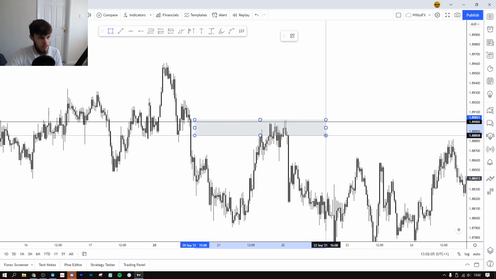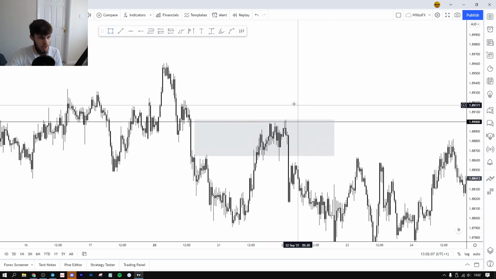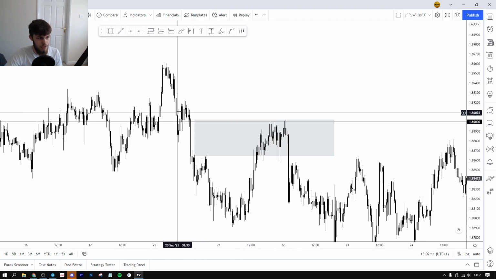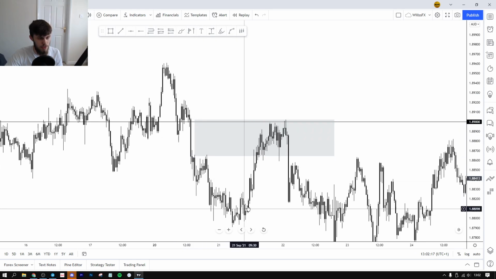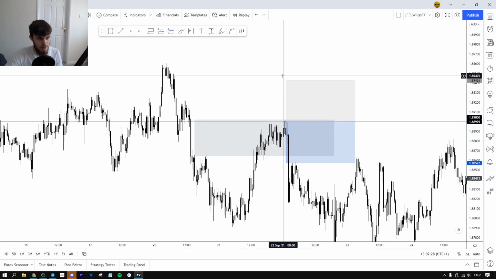So if we actually mark off this imbalance here, you can see the price came down, and what does price have to do? It has to come back to test the level and also fill the imbalance which is left behind. So probably price came back, tested the imbalance. If you look, the top of the imbalance was tested to the pip, and we also had 2 taps into the 1.89. So they're the extra confluences we have.